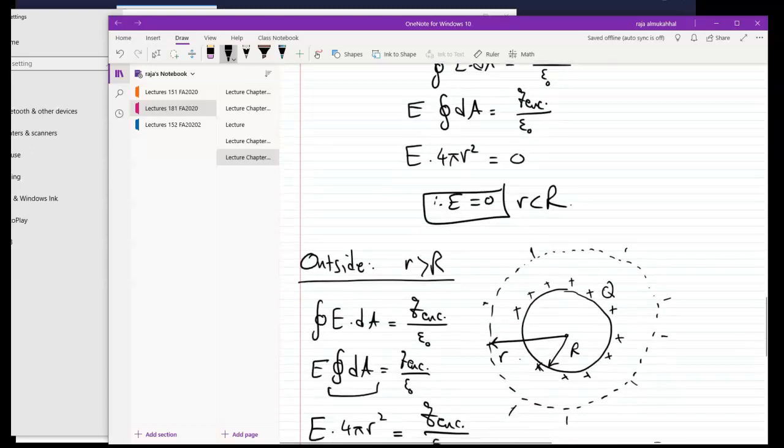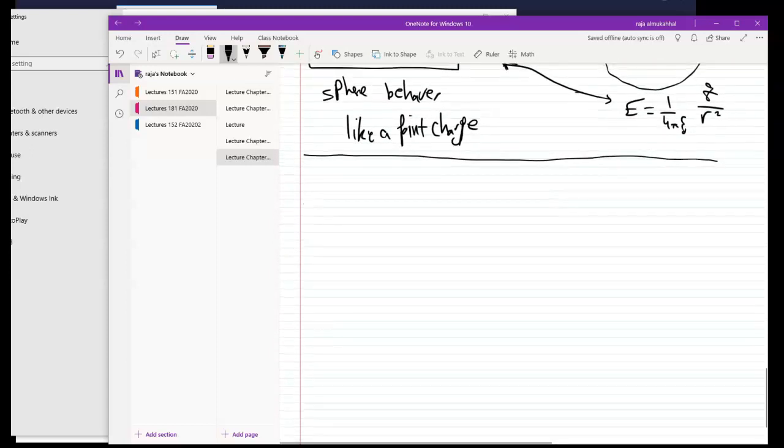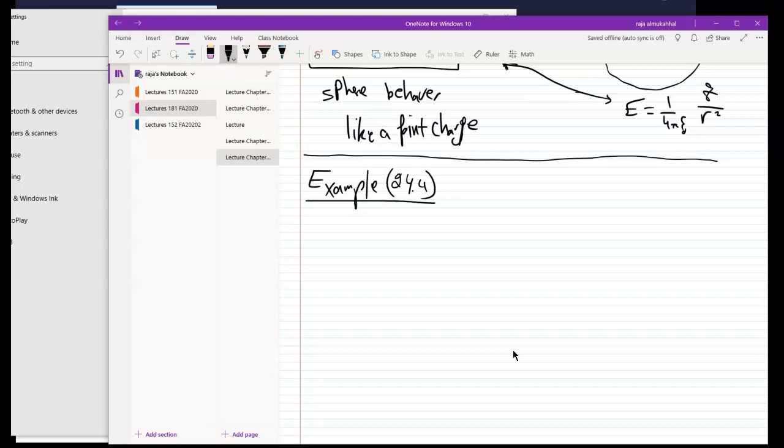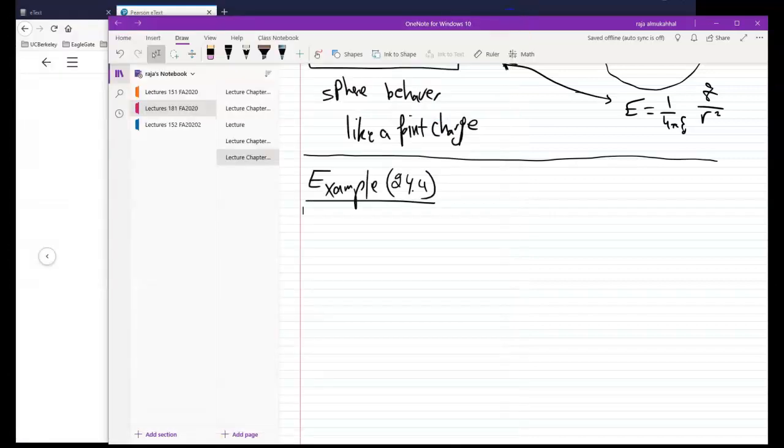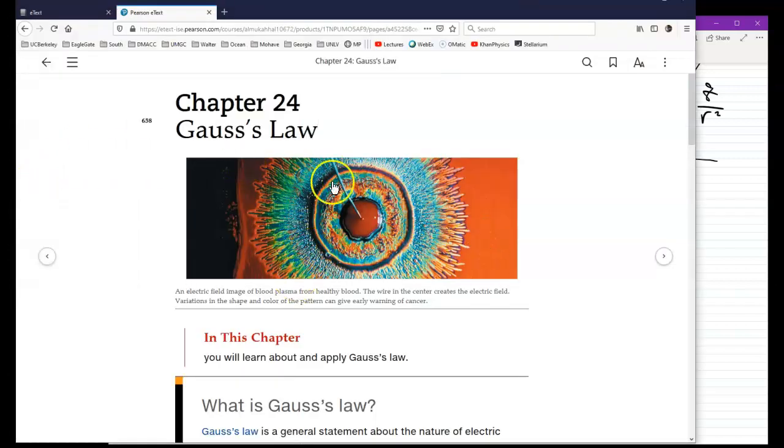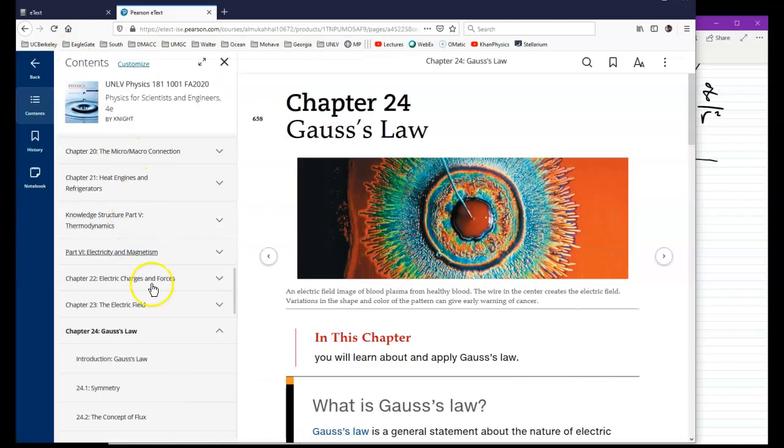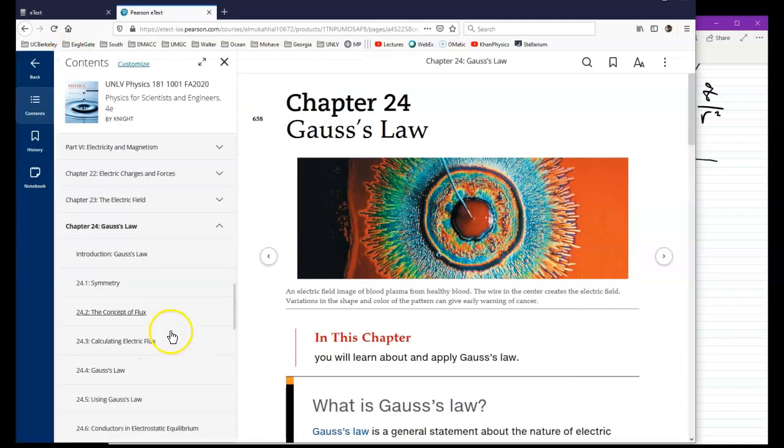So let me show it to you in the book. Let me just put it down here. Very important problem. 24.4. And it's section, I need to know the section in order to get to the book. 24.5, okay? Let's go to the book.